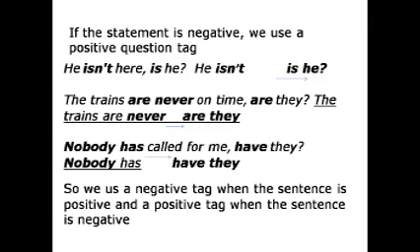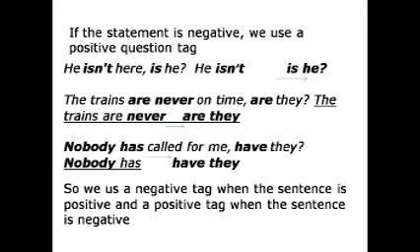Is he? The trains are never on time, are they? The trains are never. It is a negative sentence, and therefore the question tag is in the positive. Are they? Nobody has called for me, have they? Nobody is a negative sentence, and therefore the tag will be in the positive. Have they? So we use a negative tag when the sentence is in the positive, and a positive tag when the sentence is in the negative.